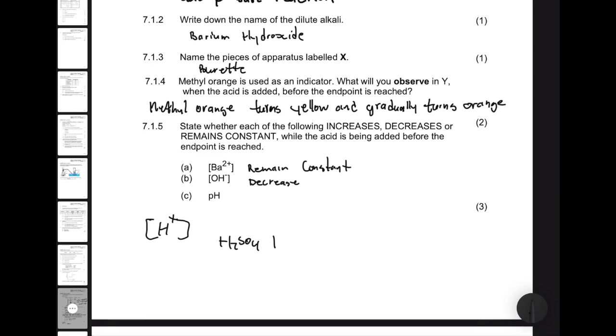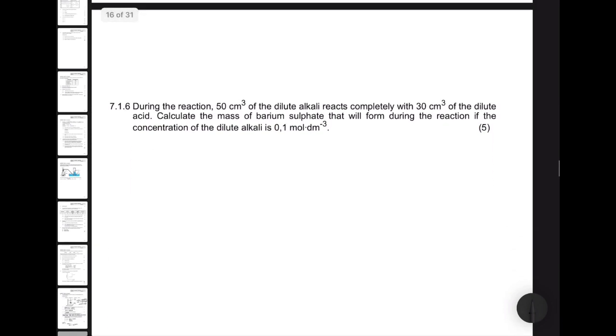For pH, we know that the pH is equal to minus log of H plus. The more you increase the concentration of H plus, the lower the pH will be. So as we increase H plus, the pH will consequently decrease. And then now we can do 7.1.6.